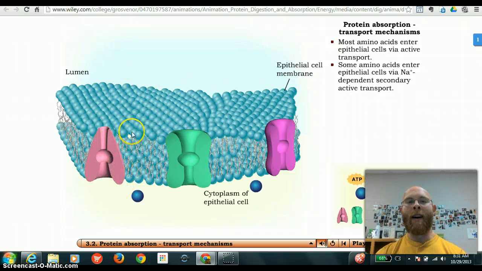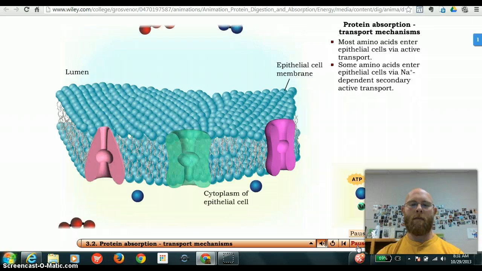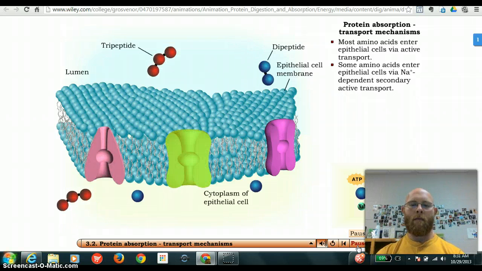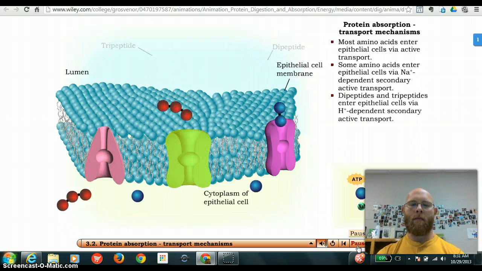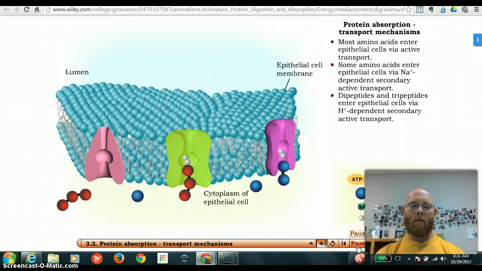Sometimes they call it going uphill, going from low to high concentrations rather than going from high to low like in passive transport. So, that's another reason why it needs energy. It needs energy to move it across the membrane and keep packing it in, and another reason why they call it active transport. They also enter epithelial cells via sodium-dependent secondary active transport. Dipeptides and tripeptides are symported with hydrogen ions.